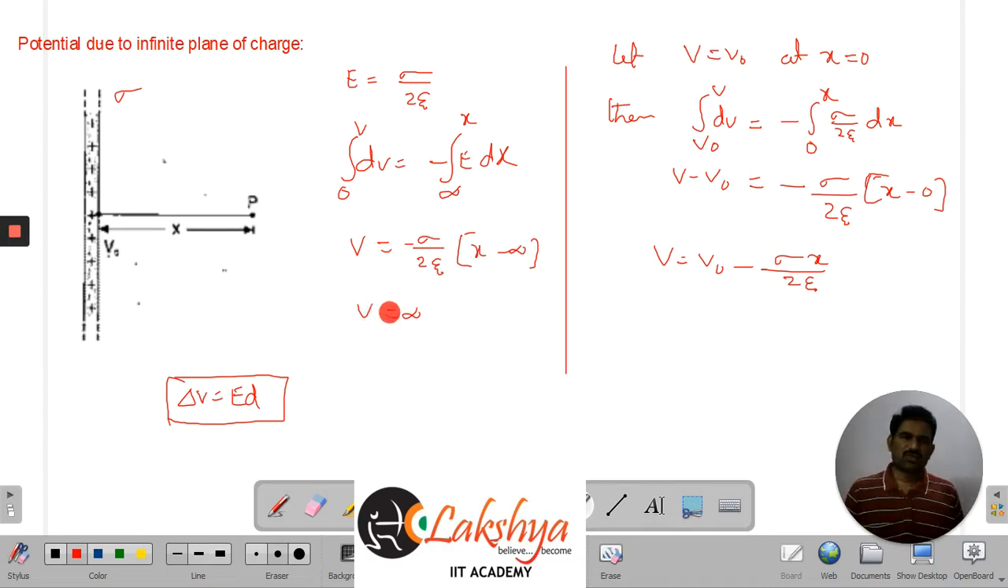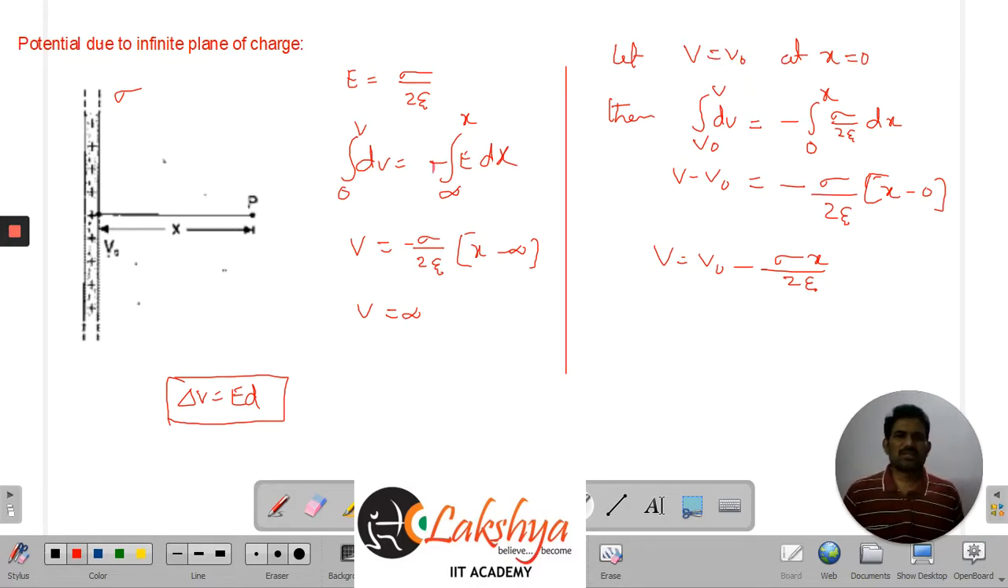So instead of that, we can define the potential difference between 2 points, similar to that of our line of charge. Or if the potential at a point is given to us, then we can calculate the potential at the other point. Now suppose I am taking a condition like the potential at the plane of this charge is V naught. I am assuming here that potential V is equal to V naught when x is equal to 0.